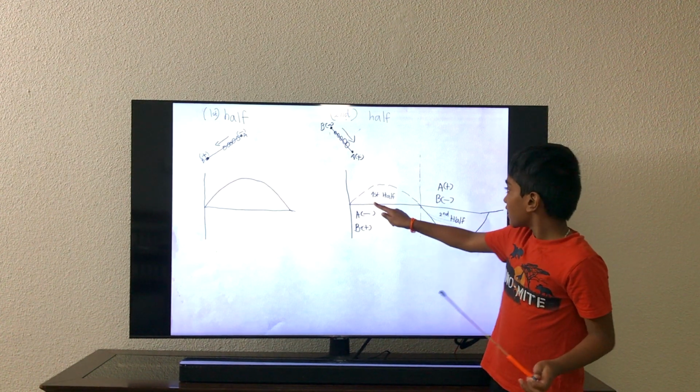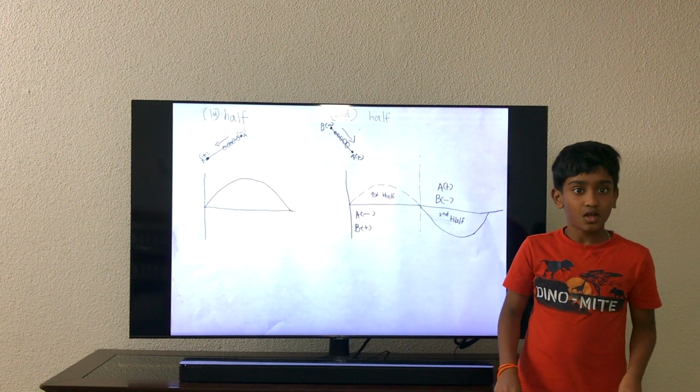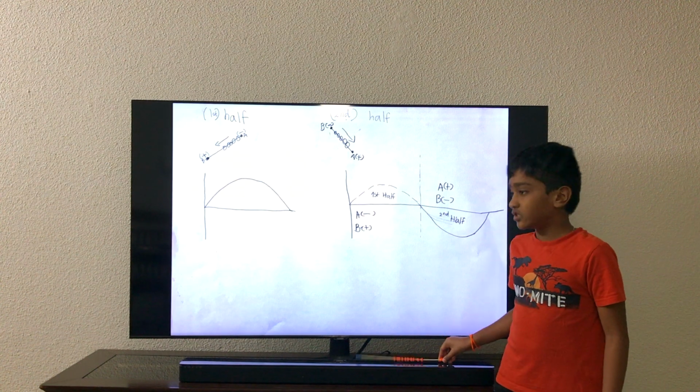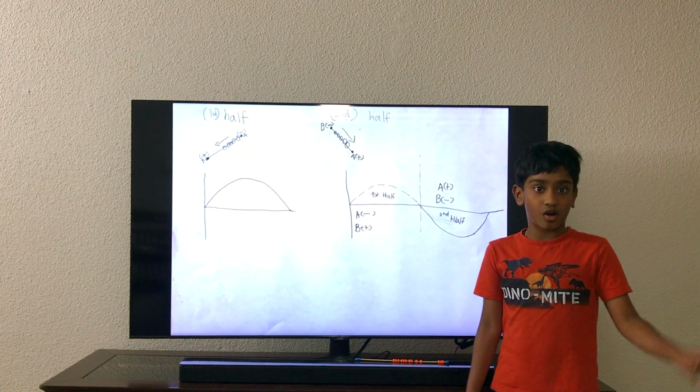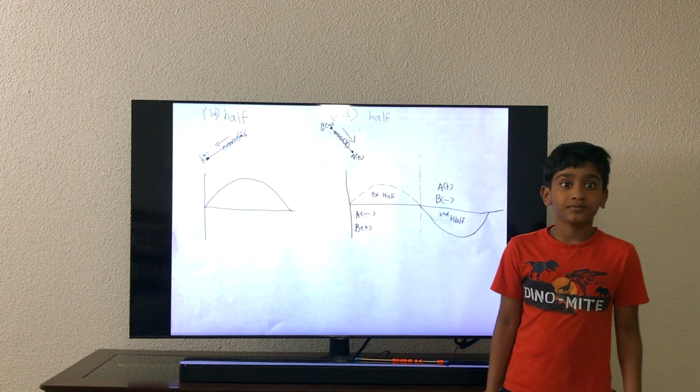And why is this line here? Because that means there's no current. But we use electricity in our home. Then why does the lamp not switch off and on? Because it does it so fast we can't even see it.